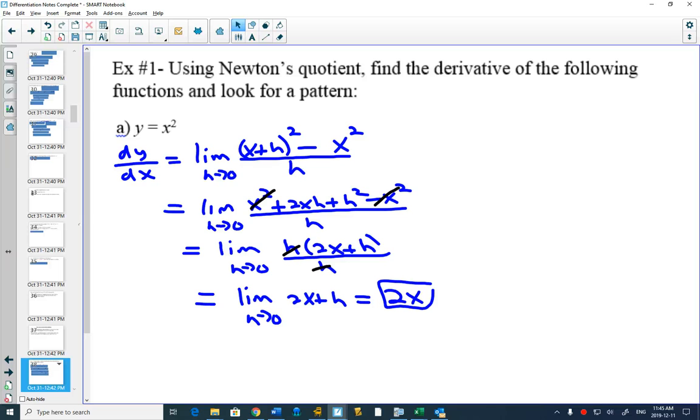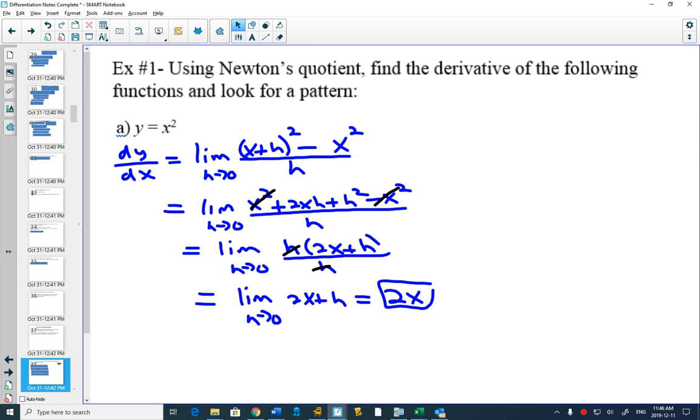Spencer, did your shortcut work for this one? Nice. Oh, you cheated? You looked ahead? Oh. Okay. He looked for a pattern. So you're going to see the pattern. Don't look ahead, but you're going to see the pattern. The answer to this one was 2x.